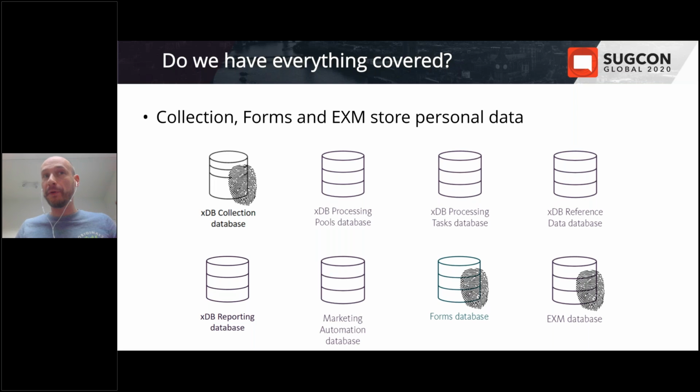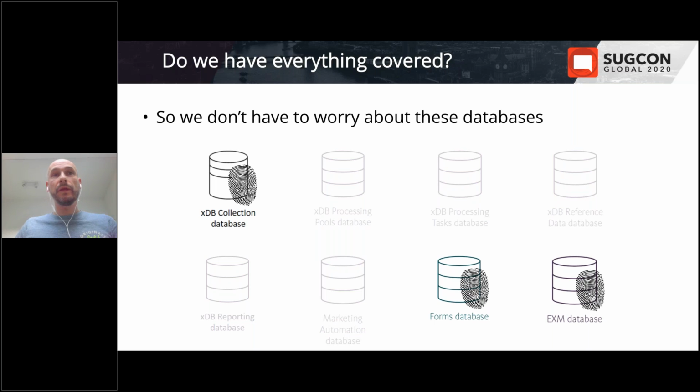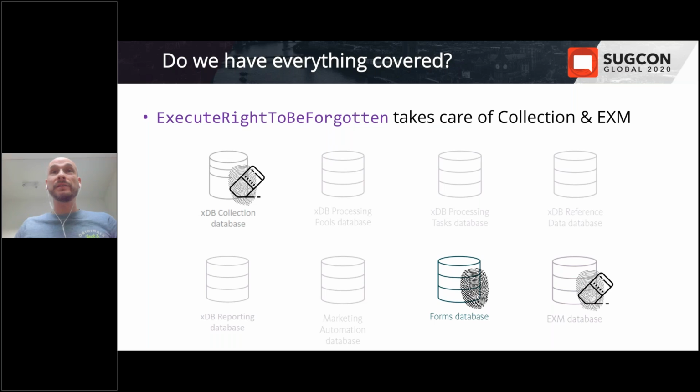It's the collection database with your profiles, the forms database with the form entries, and EXM with the email addresses. All the other databases only store tasks and references to items, aggregated data, and actually not the personal data itself. So we don't have to worry about these anymore. And when you execute the right to be forgotten, that actually takes care of the collection database and EXM. So when you run the execute right to be forgotten or install my Sitecore package I've shared, then you're good on these two databases.